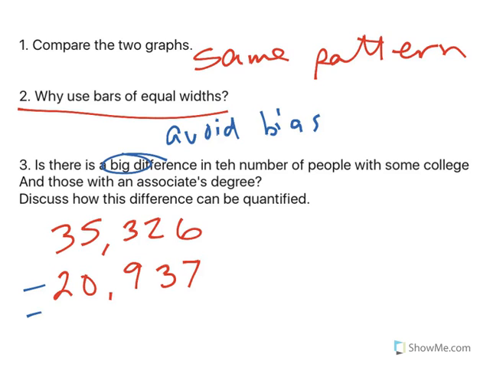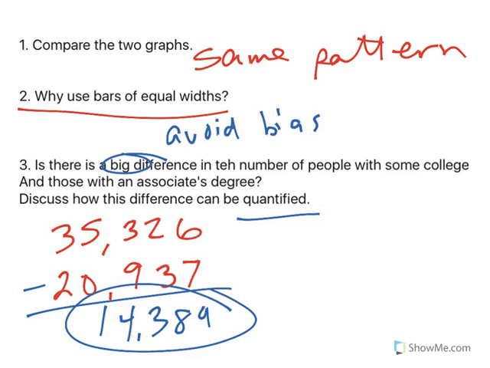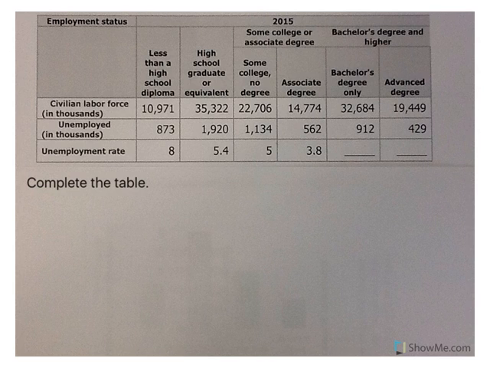Now, the first question is, what do you consider big? If we subtract these, we get 14,389. There's the quantified difference. There are 14,389 more people with some college than with an associate's degree. Is that a big difference? Well, actually, I think this is in thousands. We should add 3 more zeros. I don't know what you consider big. It's all relative. But there is a difference, and that difference is the 14,389,000 in terms of this data that's given.